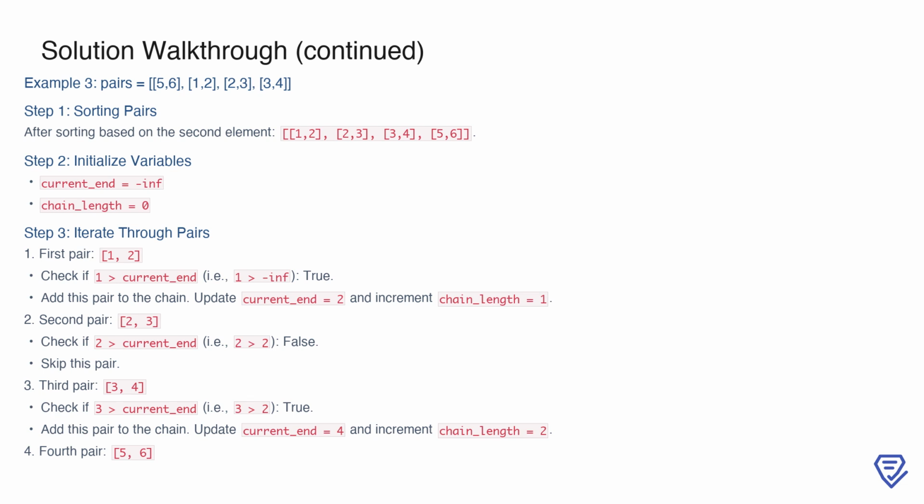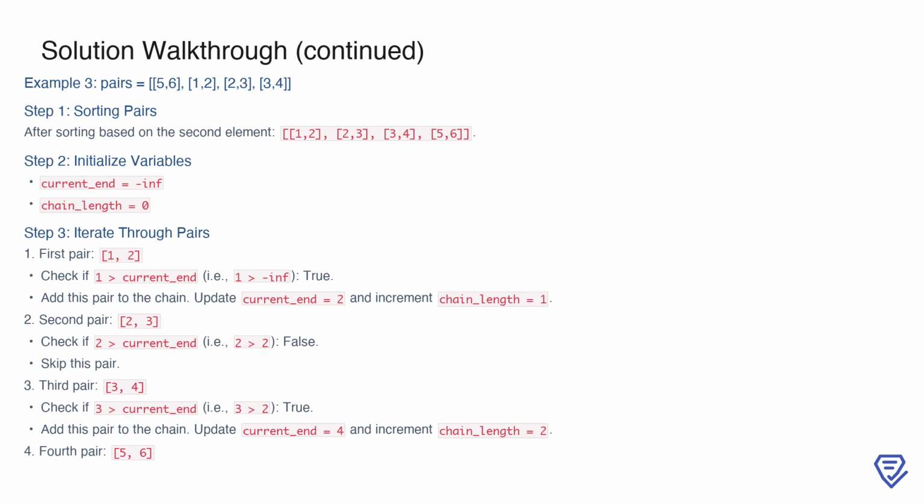Following the same approach as before, we initialize current_end to -infinity and chain_length to 0. As we iterate through the pairs, we start with the first pair, 1, 2. We check if 1 is greater than current_end, which is -infinity. This condition is true, so we add this pair to the chain, update current_end to 2, and increment chain_length to 1. For the second pair, 2, 3, we check if 2 is greater than current_end, which is now 2. This condition is false, so we skip the pair.